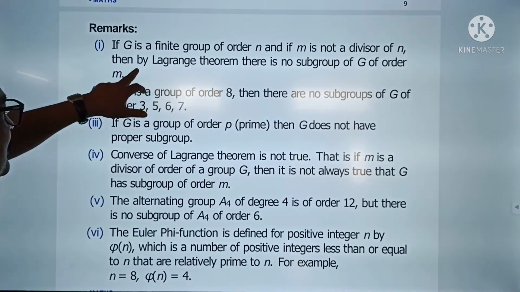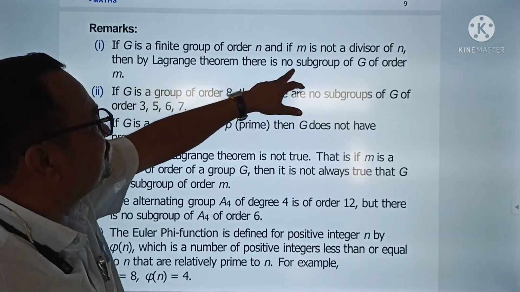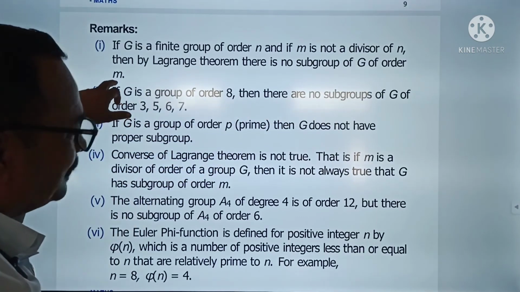M is not a divisor of N, then by Lagrange's theorem there is no subgroup of G of order M.